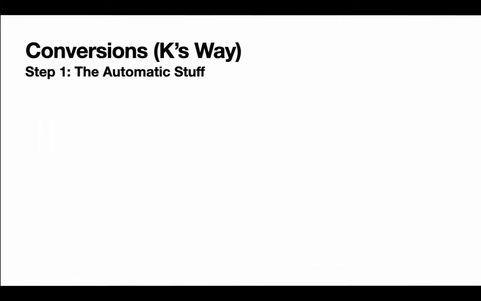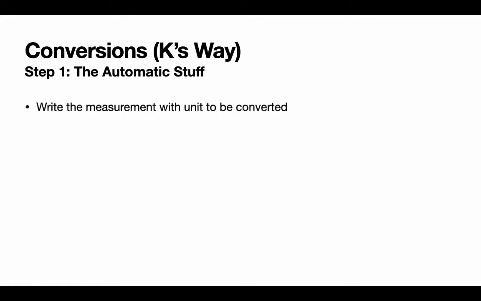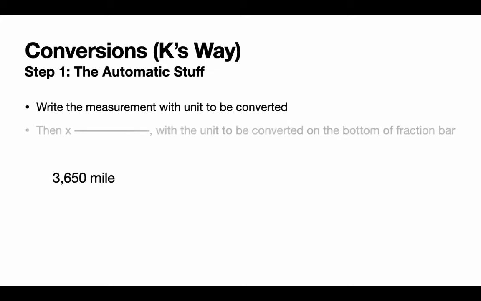And we have a series of steps that we're going to use in all of our dimensional analysis, all of our conversions of one unit to another. It doesn't matter what kind of conversion it is, what units you are converting, this process will be used throughout this class. So this is what I call automatic. You're going to write the measurement with the unit to be converted. You're going to follow that up then with a multiplication sign and then a fraction bar. And then you're going to write the unit that you are trying to convert, in this case miles, on the bottom of that fraction bar. This is the automatic setup for every conversion that you are going to do.